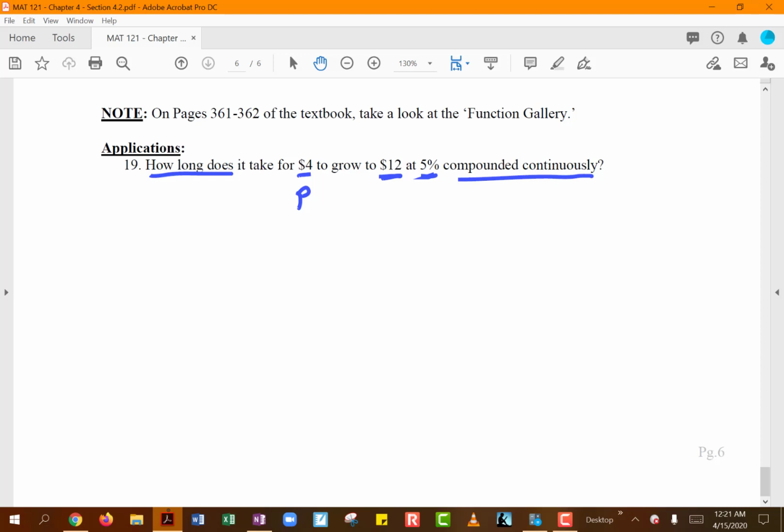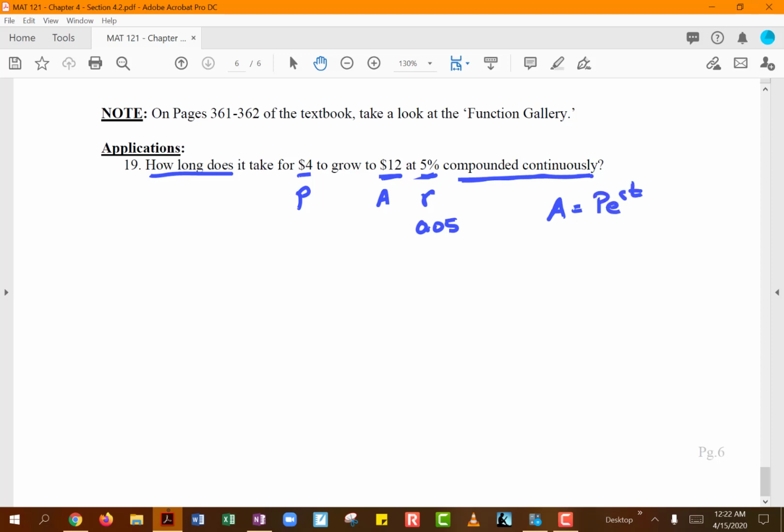5% of course is our annual interest rate. So remember, we always convert our percents into decimals. When they're saying compounded continuously, this is where we use our first formula, right? Is that going to have that base e as part of its calculation?